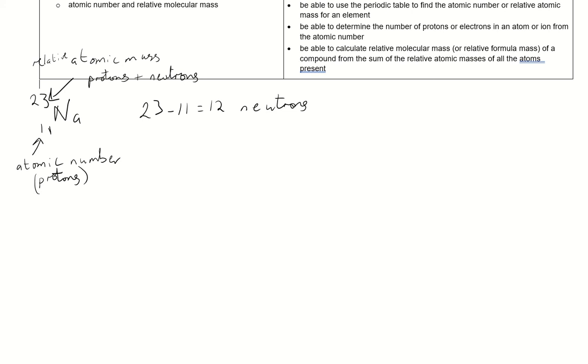Now, when an element is neutral, so we are just looking at the atom there, and no charge, then protons equals the number of electrons. It is only when we've got a charge introduced, so either a positive or negative charge, that our number of protons and electrons are different. So the protons in this case, still 11.